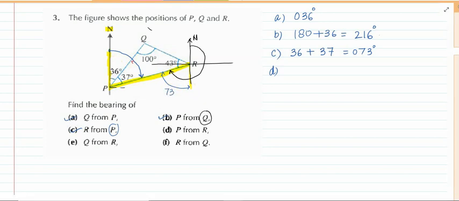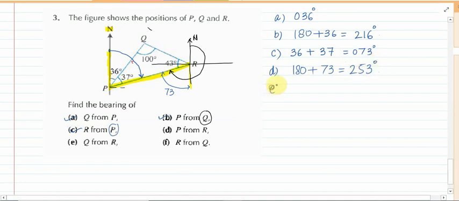How we are going to find the bearing? Starting with the north, right? North till south we had covered 180, and after that 180 we need to cover 73 more, right? So it will be 180 plus 73, that is 253 degree, right? After that part E.